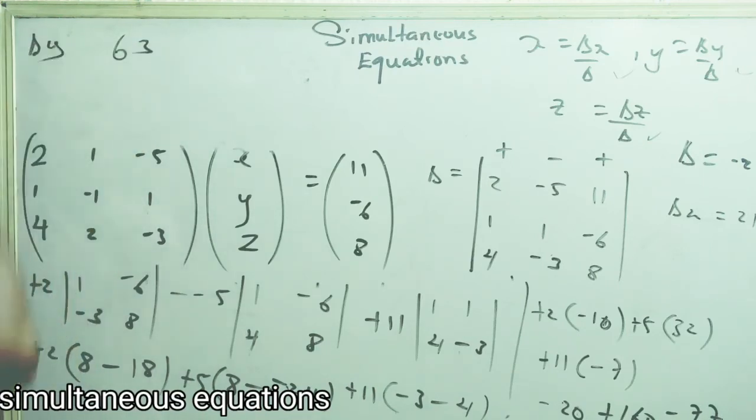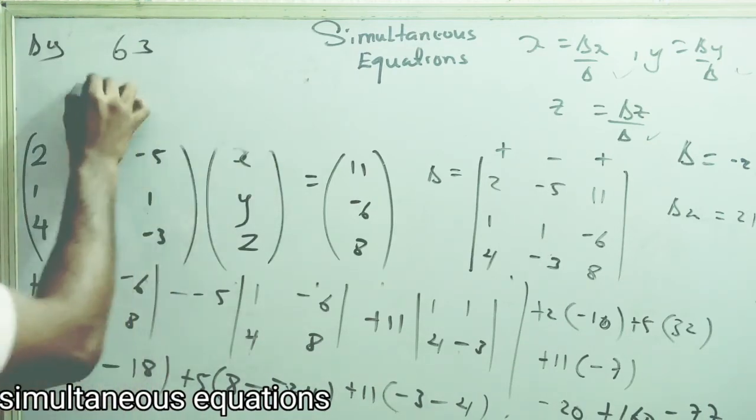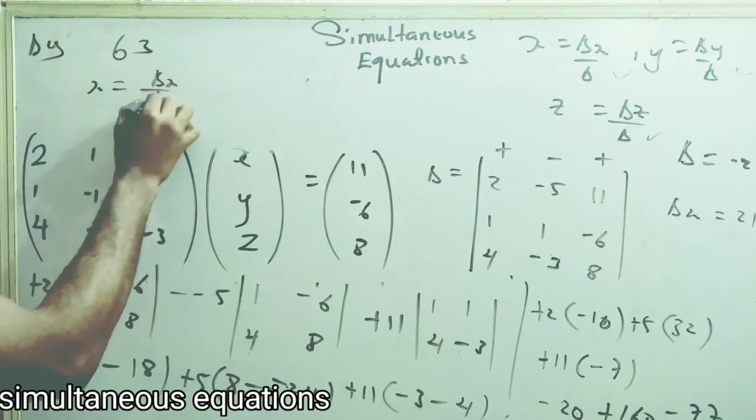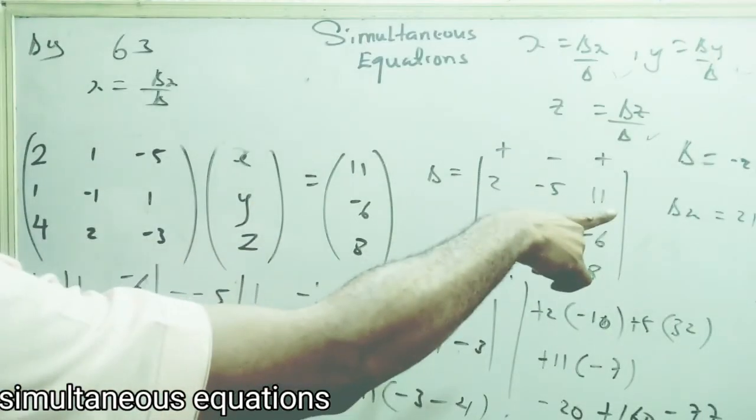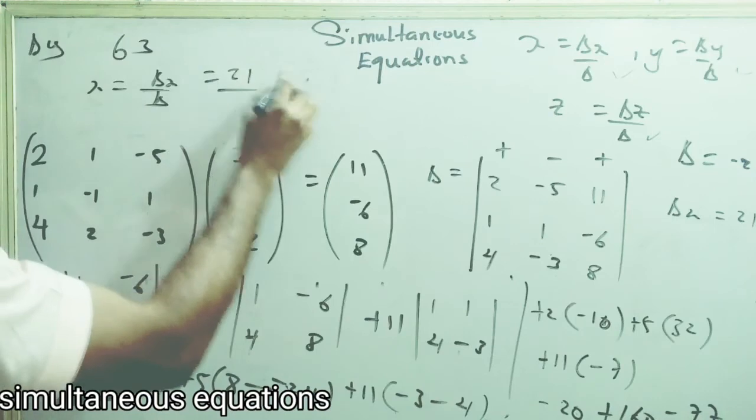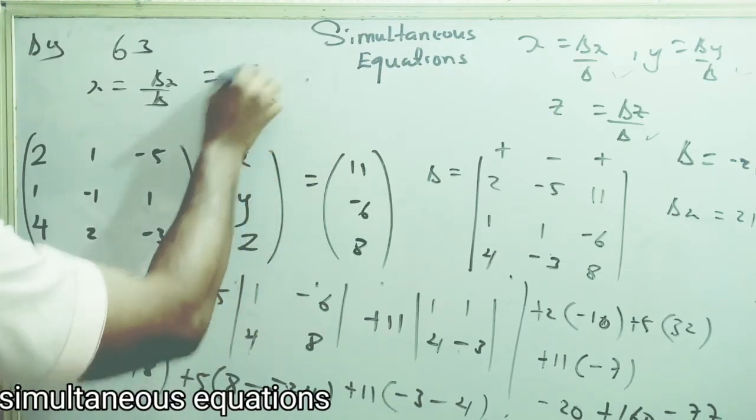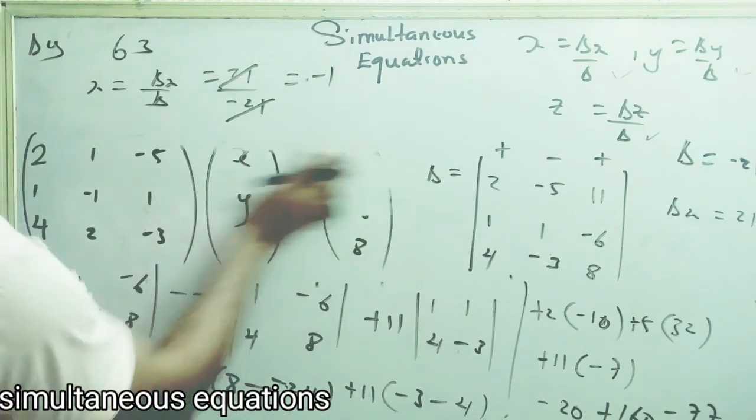So my dy is 63. So to get the value of x, x is equal to dx over the determinant. The dx there from what I found is 21, over minus 21. So this will go into this, I have minus 1. So that's the value of x.